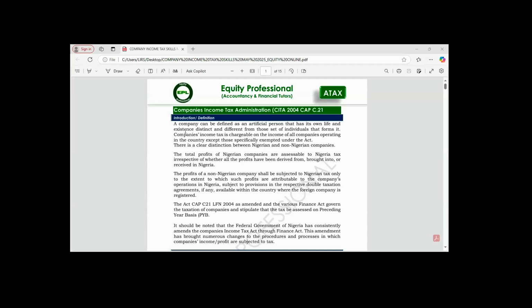So what do we mean by a company? A company is an artificial person that is separate and different from its owner. It has its own existence, separate from that set of individuals that form the company. Which means a company is liable to tax, and can be sued and can also sue in its own name.